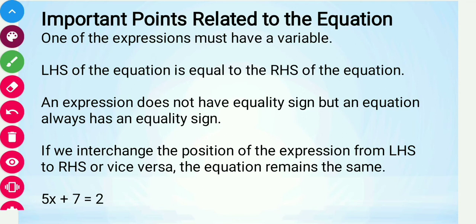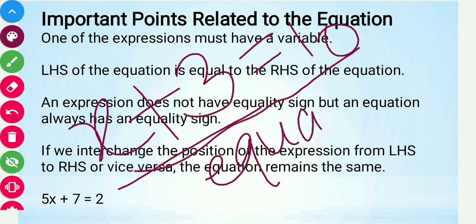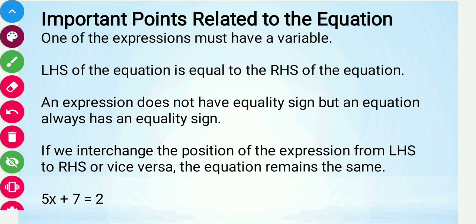An expression, remember friends, if I am writing just an expression x plus 3, these are just an expression which contains two terms, x and 3, which are added. It does not have any equality sign. But if I write equal to 10 here, then it becomes equality of both sides, and together it is called an equation. This is the difference between an expression and an equation. An expression does not have an equal to sign, but an equation always has an equality sign.